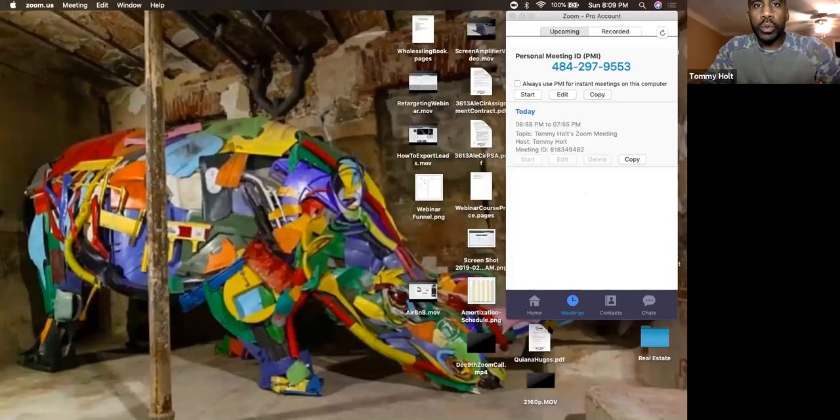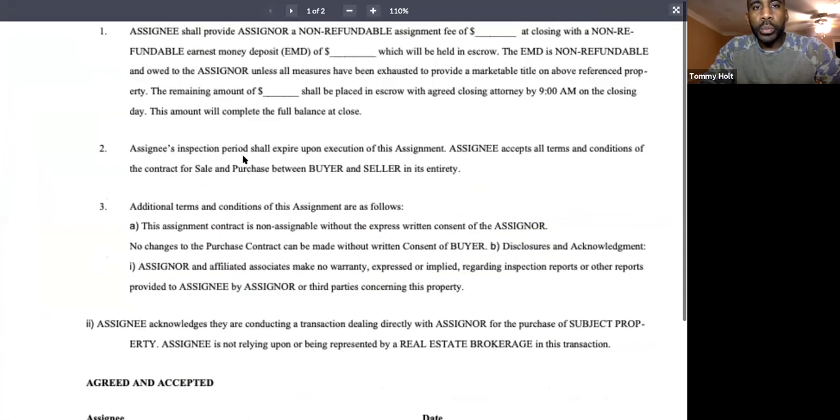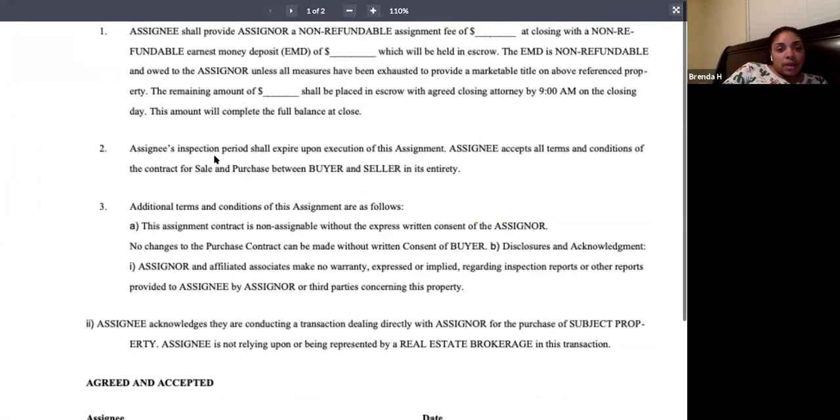Again, this portion right here: assignee inspection period shall expire upon execution of this assignment. You need to understand what execution of a contract means. Execution means that two people came together that are of sound mind and body, that understand the contract, that are of age, and they both signed, and consideration was made. It doesn't say all that in this, but this word, the legal jargon, infers all that information. Okay? But you said you usually give them about 3 days, 3 to 5 days or so.